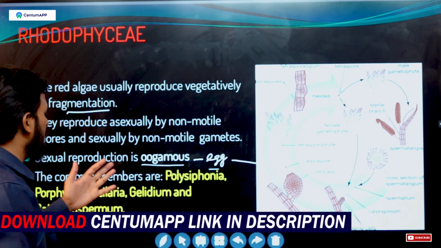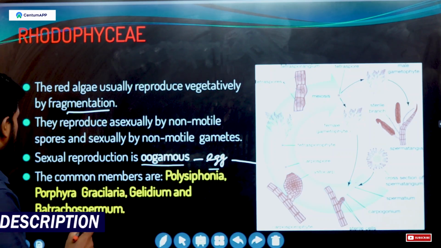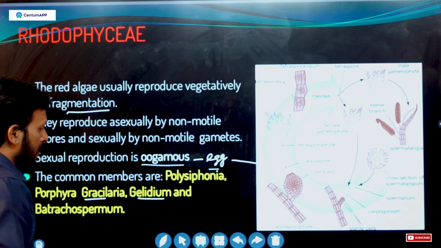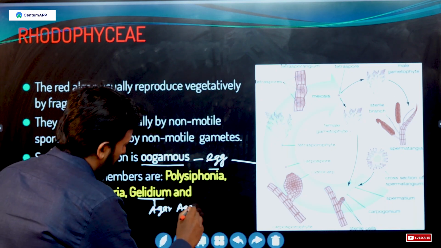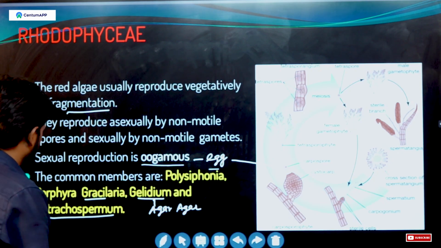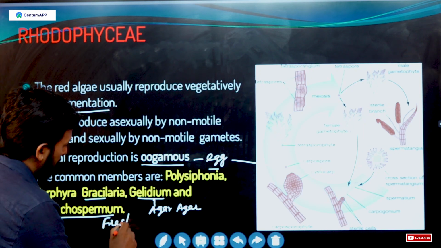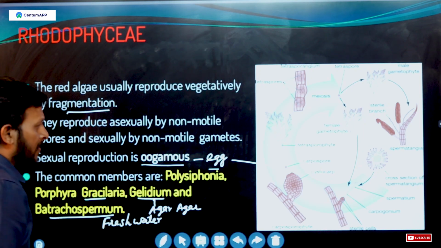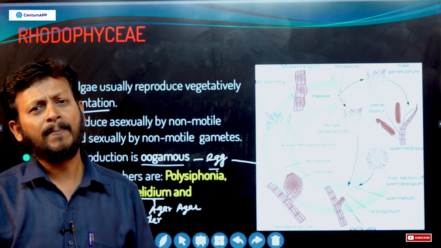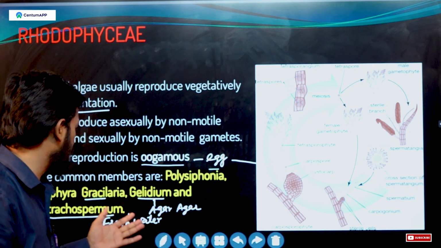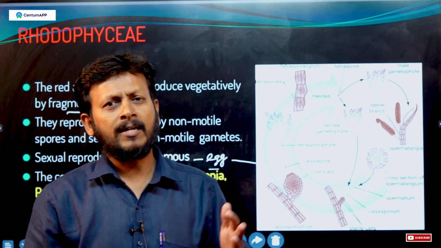What are the examples for Rhodophyceae? Polysiphonia, Porphyra, Gracilaria and Gelidium. From Gracilaria and Gelidium we can get agar-agar. Batrachospermum is one of the freshwater algae, but all other rhodophytic organisms are marine habitats except Batrachospermum. These are all the Rhodophyceae reproductions.